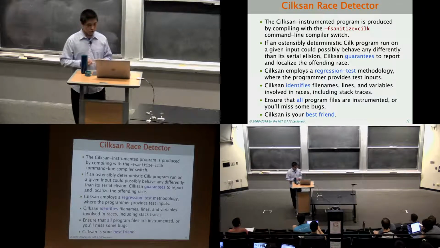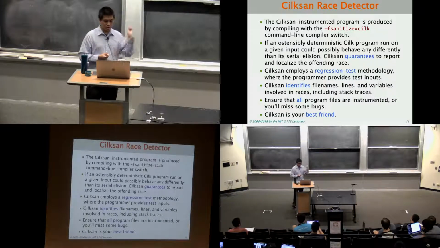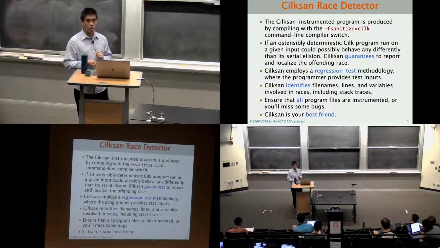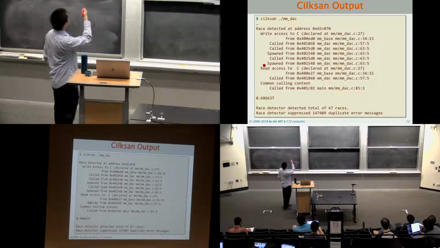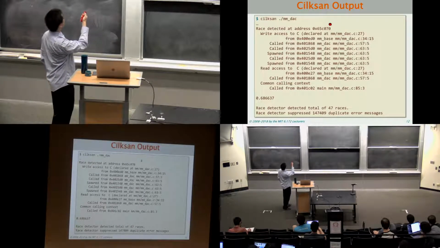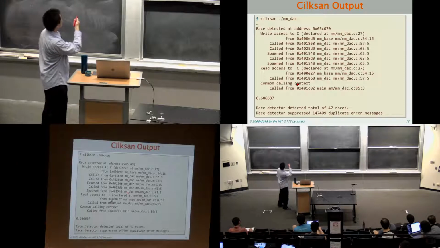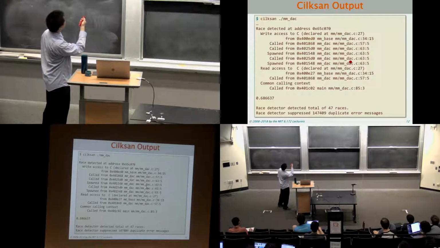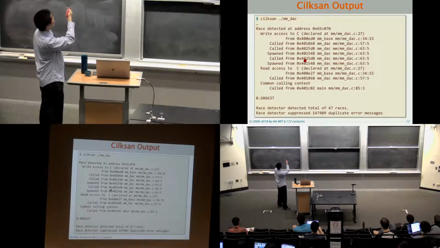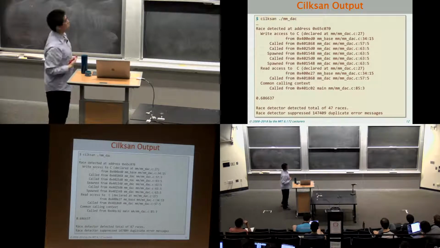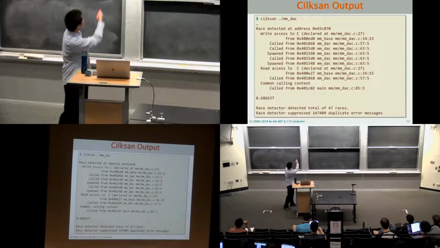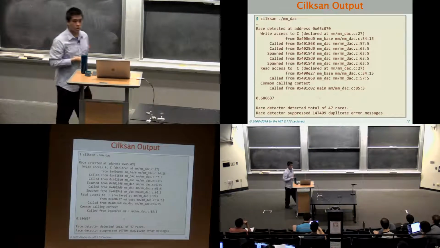Okay, and Silk SAN is your best friend, so use this when you're debugging your homeworks and projects. Here's an example of the output that's generated by Silk SAN. You can see that it's saying that there's a race detected at this memory address here, and the line of code that caused this race is shown here, as well as the file name. So this is a matrix multiplication example. And then it also tells you how many races it detected.